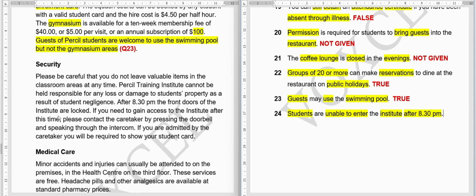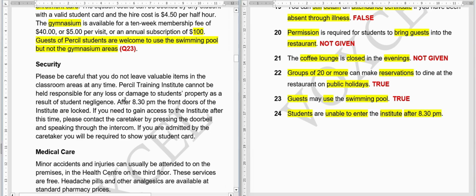Please be careful that you do not leave valuable items in the classroom areas at any time. Percil Training Institute cannot be held responsible for any loss or damage to students' property as a result of student negligence. So they're talking about you should not leave anything behind because we are not responsible or liable for that.